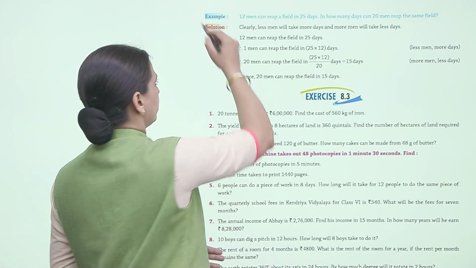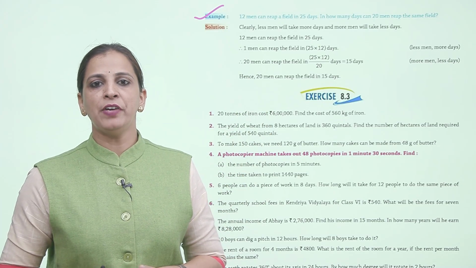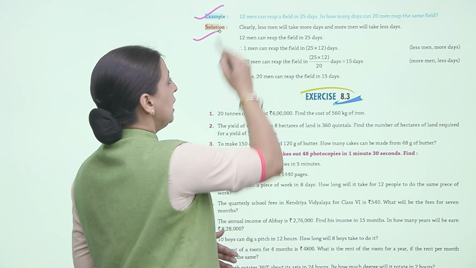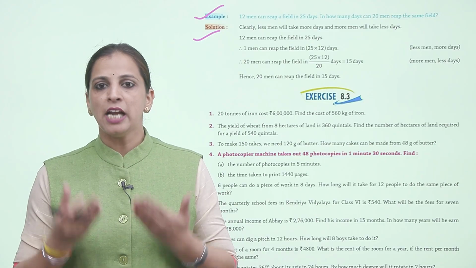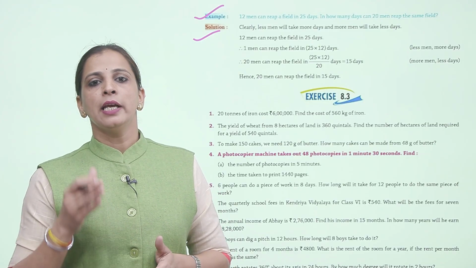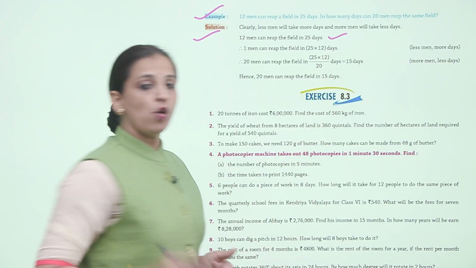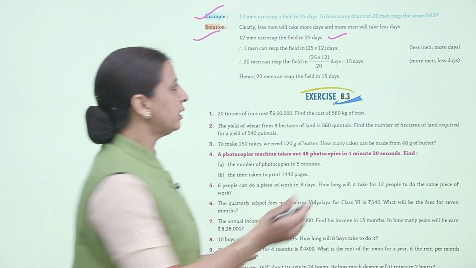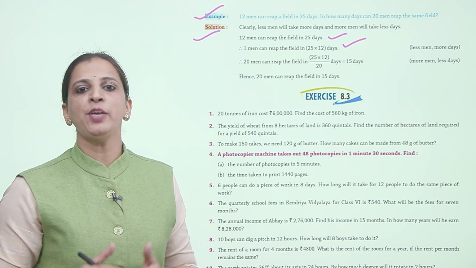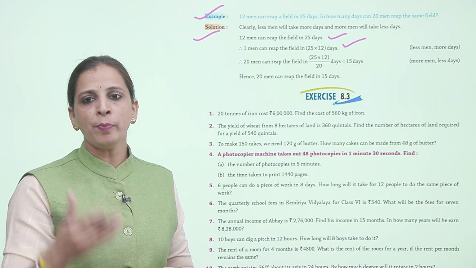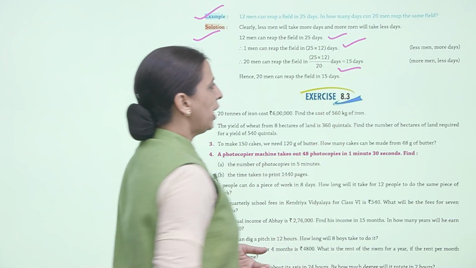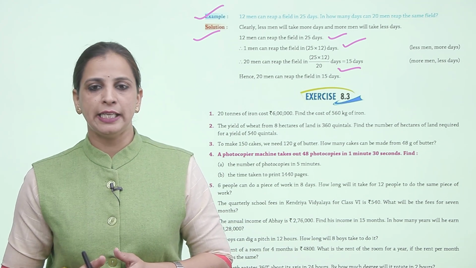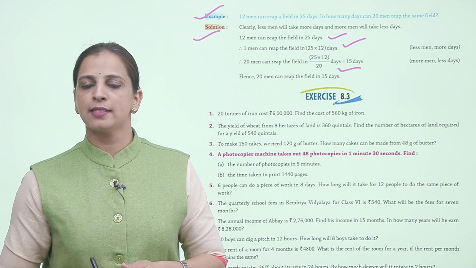Now next example. 12 men can reap a field in 25 days. In how many days can 20 men reap the same field? Solution करते हैं. Clearly less men will take more days and more men will take less days. 12 men can reap the field in 25 days. So 1 man can reap the field. Less men, more days. एक आदमी ज्यादा दिन लेगा, that is 25 into 12 days. Now 20 men can reap the field. अब 20 men, more men, less days. We have to divide. So it becomes 15 days. Hence 20 men can reap the field in 15 days. तो बच्चों सेम मेथड को यूज करते हुए एक्सरसाइज आप खुद ट्राई करेंगे.